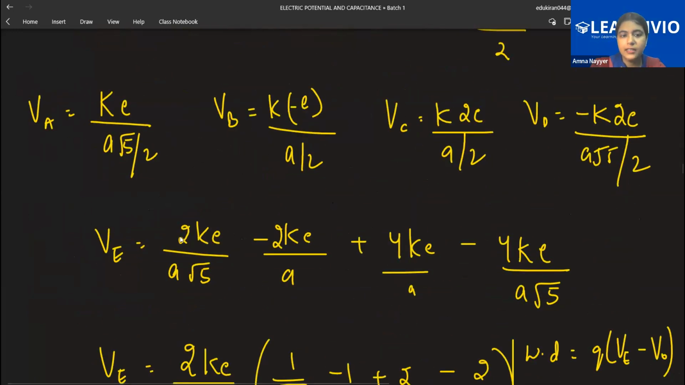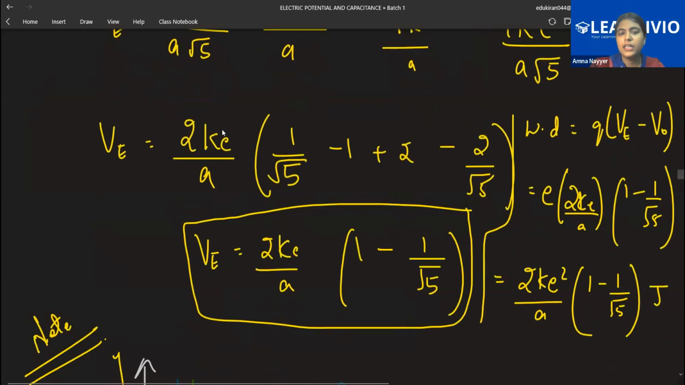Now when we add it, this 2 has been shifted above. So 2KE by A root 5 minus 2KE by A plus 4KE by A minus 4KE by A root 5. The same things which we have discussed. This part Taha answered, this part Sufyan answered. Now here, we'll take 2KE by A common. We'll be left with 1 by root 5 minus 1 plus 2 minus 2 by root 5. So after subtracting, we have finally 2KE by A into 1 minus 1 by root 5.